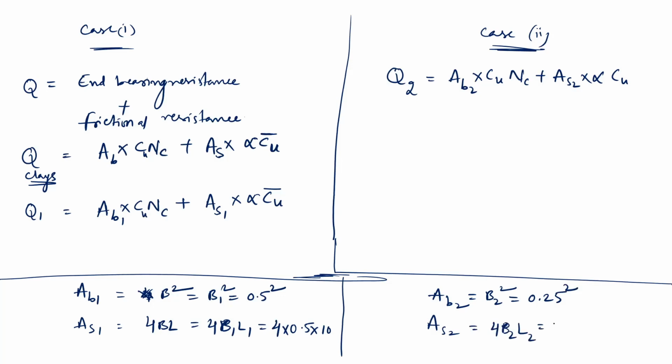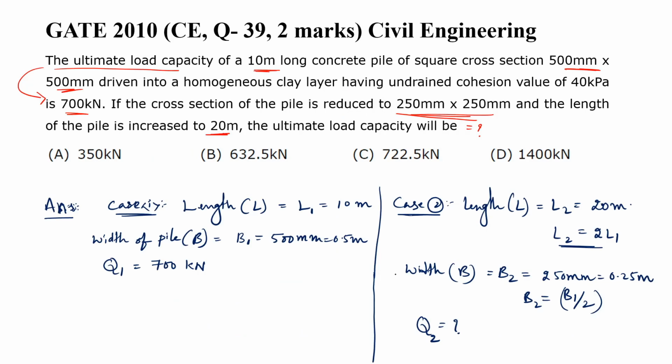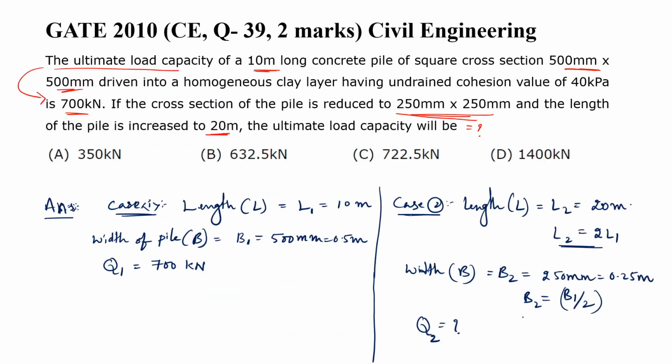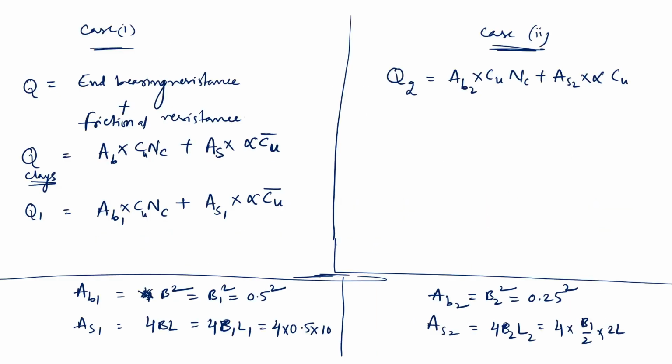Okay, I have written B2 in terms of B1. So B1 by 2, I can write B1 by 2 here. In place of L2, I can write 2L1. Okay, so now 2 gets cancelled, 4B1 L1. So this is AS1. So AS2 is equal to AS1, but AB2 is not equal to AB1. AB2 is 0.25 square, AB1 is 0.5 square. So coming back to the equations for the capacity, we'll substitute these values in this equation.